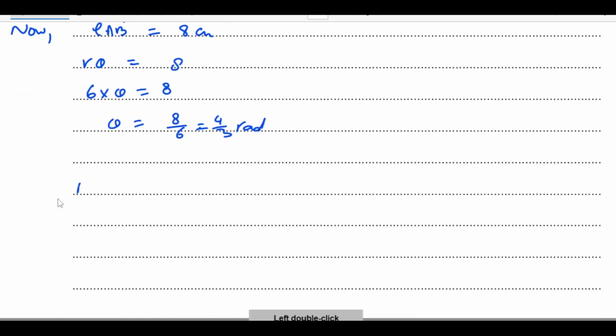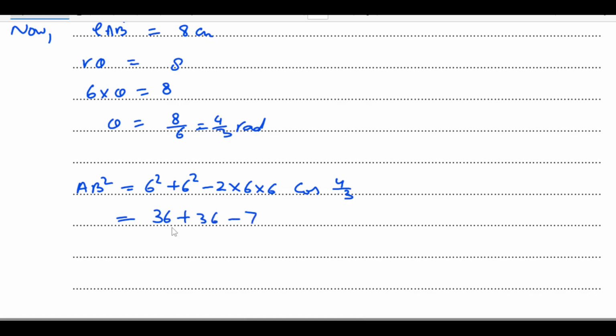So we can use the cosine rule to find AB, right? So AB squared is going to be 6 squared plus 6 squared minus 2 times 6 times 6 cos of 4 by 3 radians, the angle included between these two sides of 6 centimeters. So this is 36 plus 36 minus 72 cos of 4 by 3. So from here we get AB, you do the square root and then plug in all the values. I got here 7.42 centimeters, right?